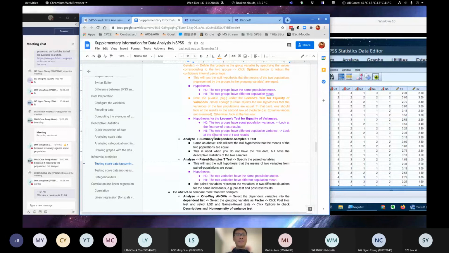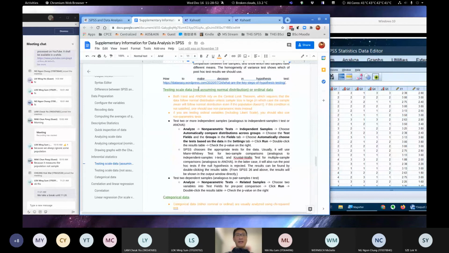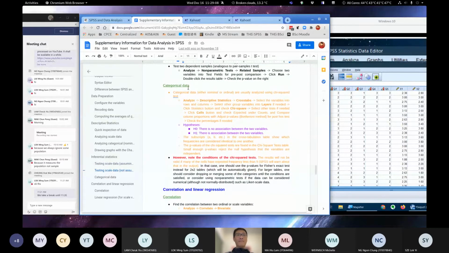interpret your answer. And then if you are doing scale level data, but that is not normally distributed, or if you are doing ordinal data, then in that case, you use the non-parametric test. And I have also put down the procedures here for you to follow. Finally, if you are doing categorical data, then you use the chi-square test. And here is the set of procedures. So everything is given here.